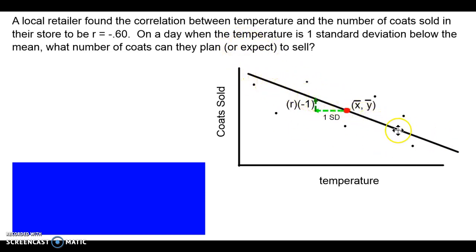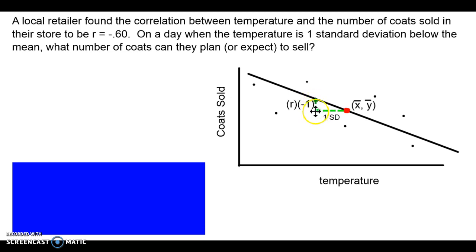If this was our line of best fit, on the line of best fit is the point X bar, Y bar. This is always the case. X bar, Y bar is always going to be on your line of best fit. So the average temperature and the average coats sold, that coordinate is on the line of best fit. So if I move 1 standard deviation below the average temperature, in other words, on a day when the temperature is 1 standard deviation below the mean, how do I get back on the line to find the expected number of coats sold?